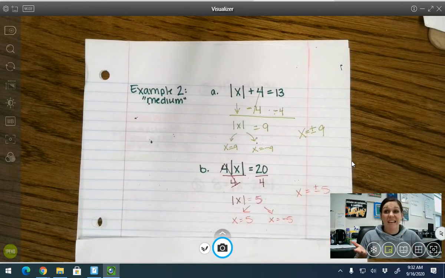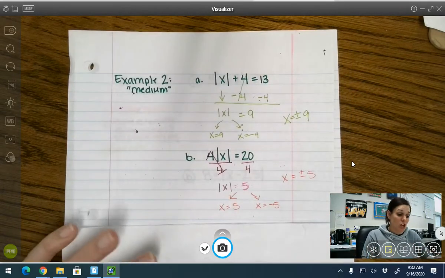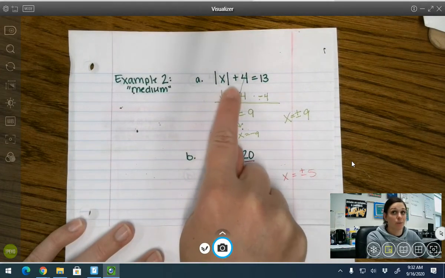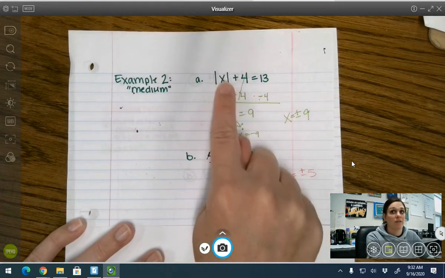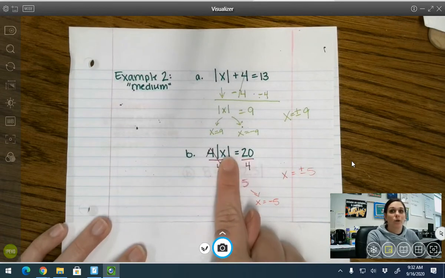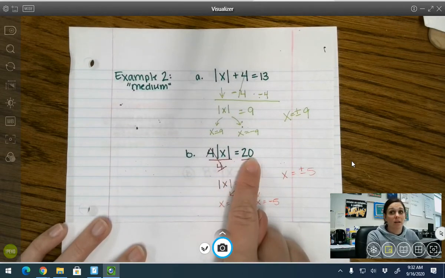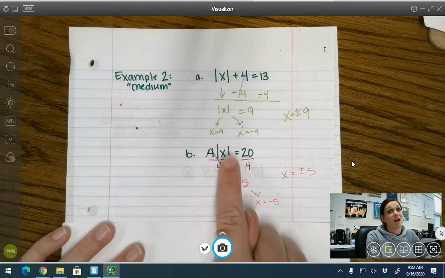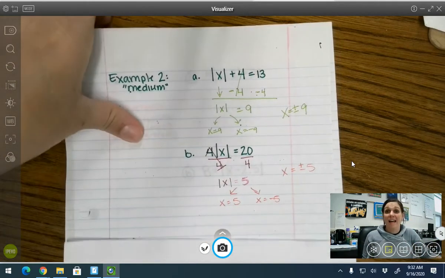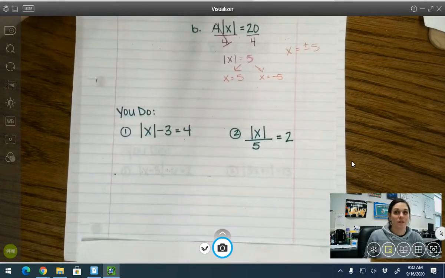Now remember, just like any other equation, you can easily check your answers. You take this 9, you plug it in, you say the absolute value of 9 is 9, 9 plus 4 is 13. Plug in negative 9. The absolute value of negative 9 is 9, 9 plus 4 is 13. Woo, I win! Check the answers here. Absolute value of 5 is 5, 5 times 4 is 20. The absolute value of negative 5 is 5, 5 times 4 is 20. I get my answer. Okay, so we're going to go ahead and have you try both of these.